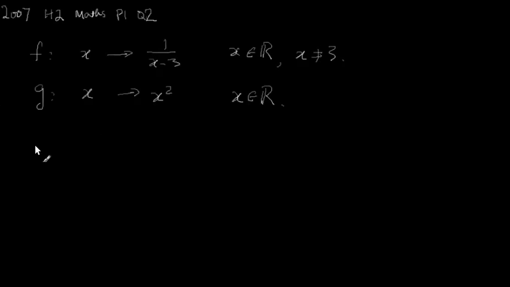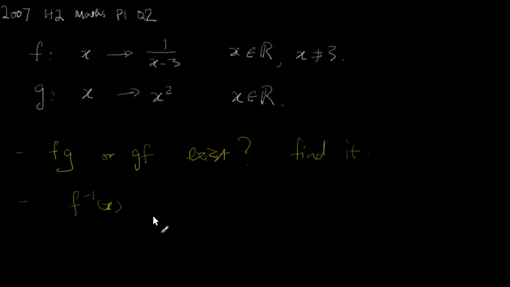The first part of the question is whether fg or gf exists, and to find it if it exists. The next part is to find the inverse function of f, and to state its domain.